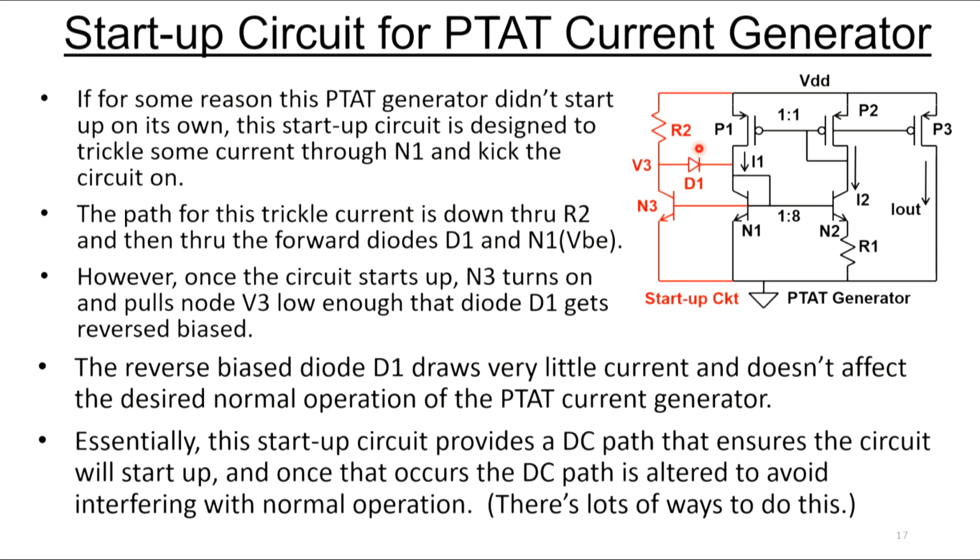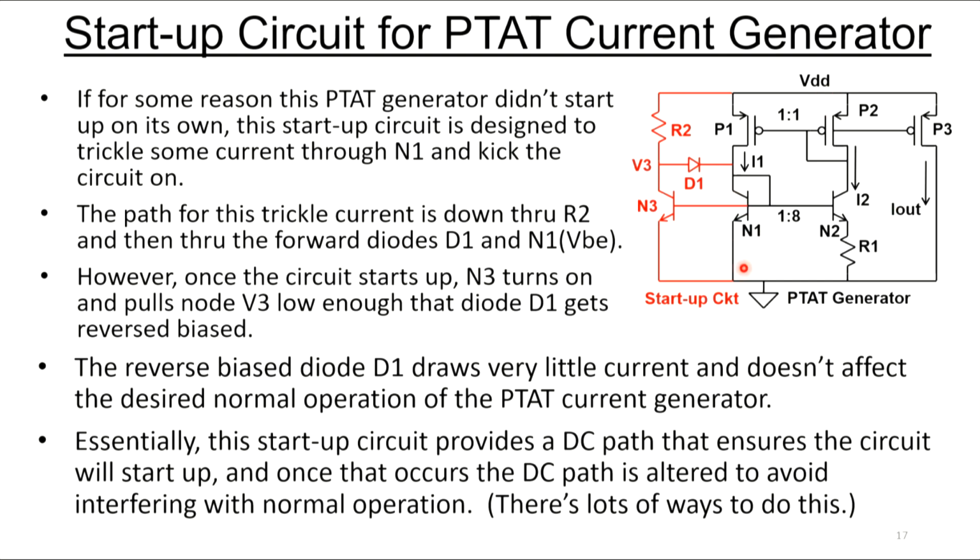And the path for the trickle current would be down through R2, through this forward bias diode, and then through another forward bias diode, which is the base emitter of N1. So it looks like a DC path right there. So there's no way you're going to stop that current from happening. It's going to happen because there's a DC path. So that's going to kick this thing on.